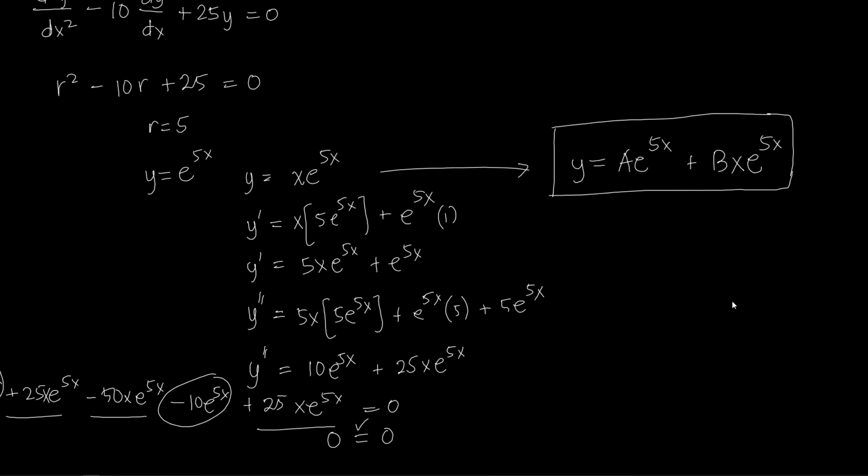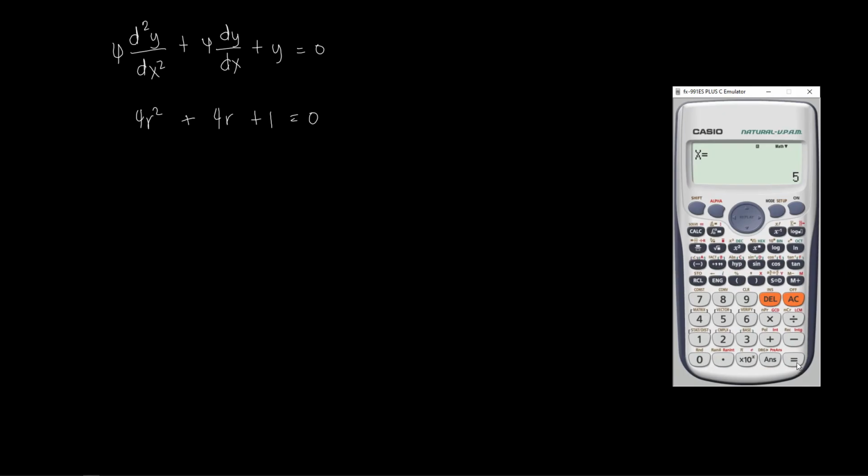Okay? Sige daw. Tanaw na ito kung unsa mong kapaspas ani. Unsa man ni? 4r squared plus 4r plus 1 is equal to 0. Tama? Then, kalsyo na lang na ito ha, para dali mahuman. Real root siya, sir. Negative 1 half. Isa ra no. So, unsa itong answer? A e raised to the power of negative 1 half x plus bx e raised to negative 1 half x.